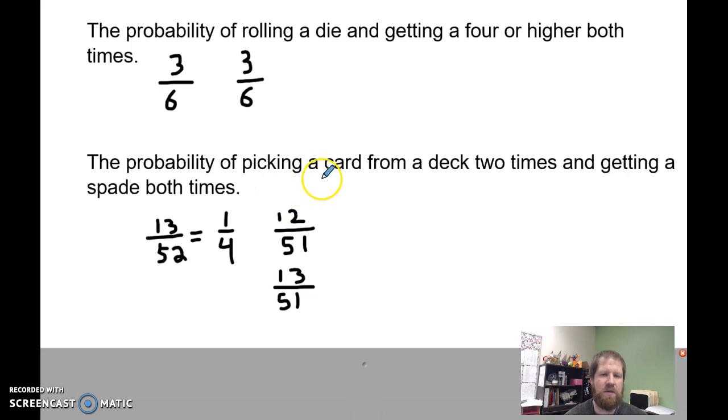If I had said in this one, pulling a card from a deck, getting a spade, putting it back, and then pulling another card from the deck and also having that be a spade, that act of putting the card back in would make that an independent event because both probabilities would be unchanged. It wouldn't be affected by that first card I pulled. Okay?